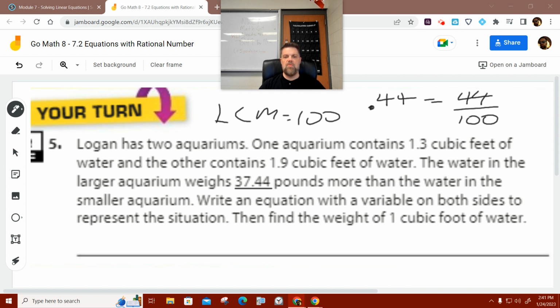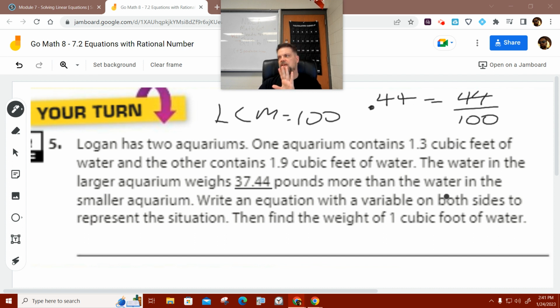So the student said 1.3 and 1.9. Those are the 2 containers, and the larger of them has 37.44. So what does that mean? Like, how do I set that up, I guess is what I'm saying. What is the inequality? So those are definitely key components. Well, let's think about that.